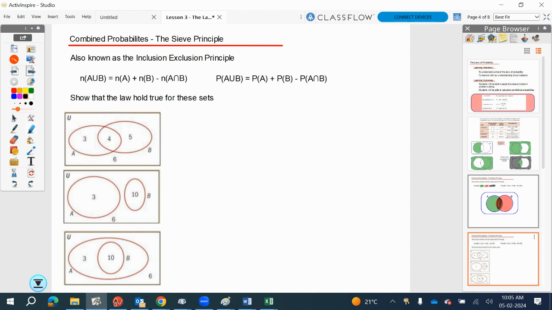Let me do the first one for you. What it's saying is we're going to do a "show that" question to show that it's true. So the number of elements in A union B is going to have how many elements? Sorry, I think these are the number of elements in each set. There's 3 in this one, 4 in that one, 5 in that one, 6 in this one. So how many elements are there in A union B? There are 3 plus 4 plus 5. How many is this in total? 12?